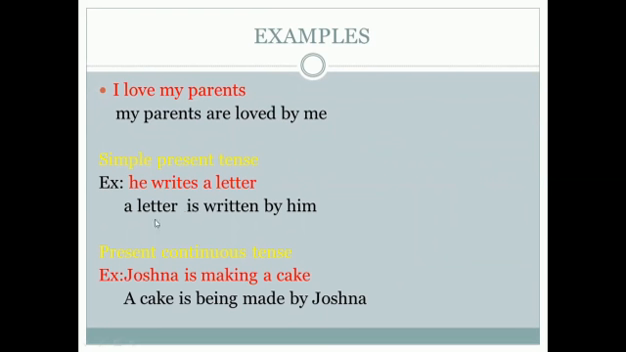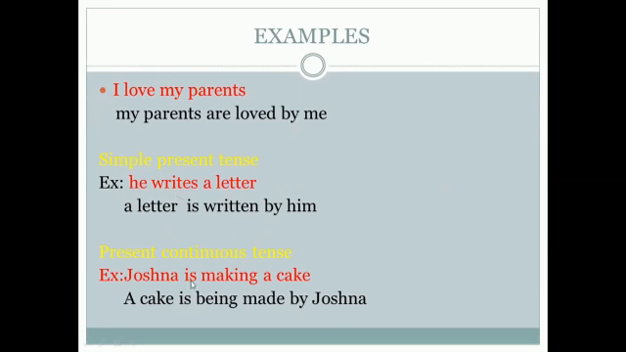He writes a letter. A letter is written by him. So it is simple present tense. So we have to use is. Here he is nothing but singular, so we have used is. If it is plural, we have to use are.